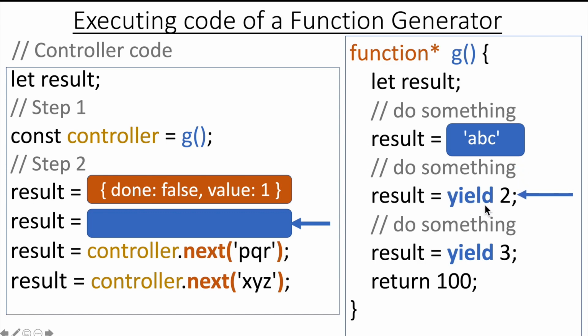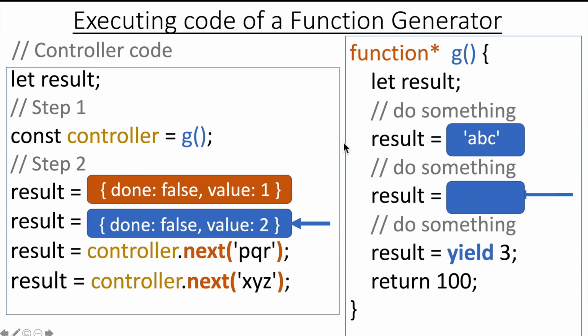The execution is paused over here. 2 will be sent over to the controller code side. So the execution is paused and 2 will be passed over as part of a message to the controller code. As you can see, the value is 2 and done is still false, indicating that there are more lines of code in the function generator to be executed still.